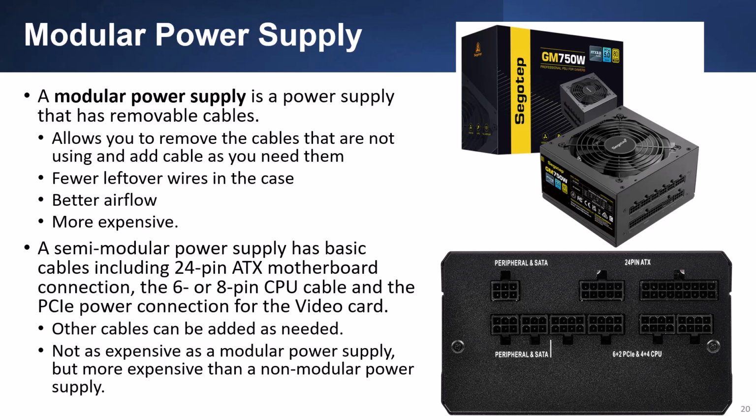A semi-modular power supply has basic cables including the 24-pin ATX motherboard connection, the 6-pin or 8-pin CPU cable, and the PCI Express power connection for the video card. Other cables can be added as needed. It is not as expensive as the modular power supply, but more expensive than the non-modular power supply.